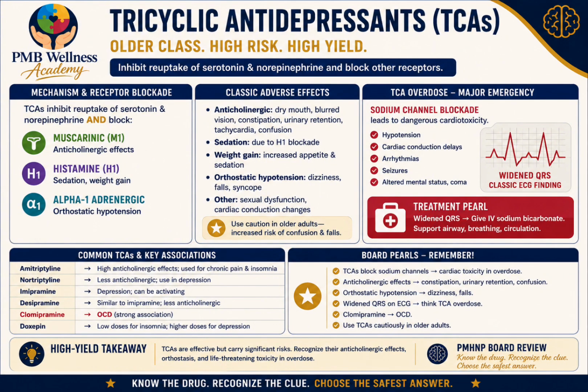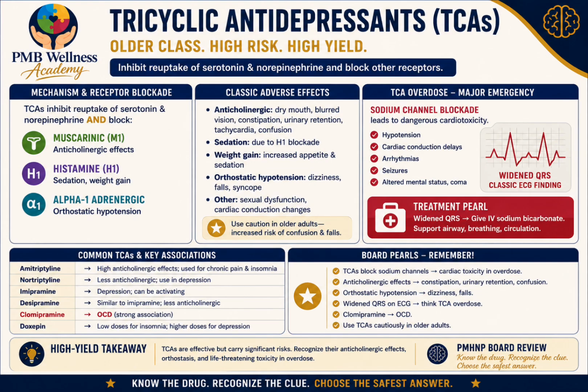The muscarinic blockade produces the classic anticholinergic effects: dry mouth, blurred vision, constipation, urinary retention, tachycardia, and confusion. Histamine H1 blockade produces sedation and weight gain. Alpha-1 adrenergic blockade produces orthostatic hypotension.